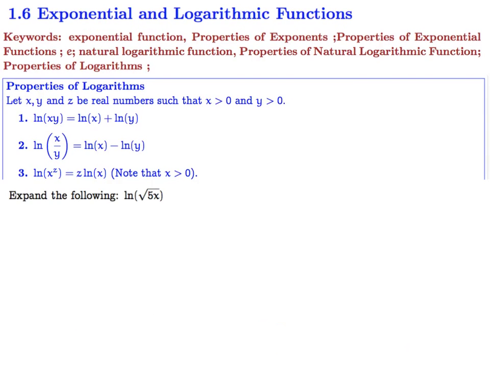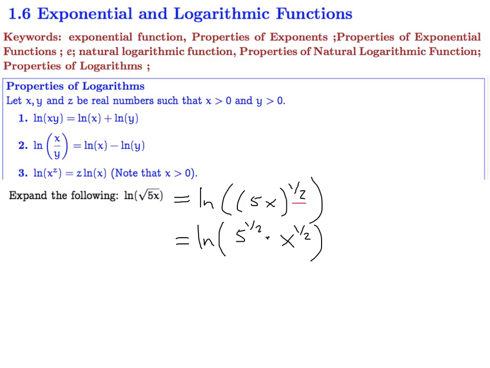So one thing we might want to do is expand the following equation. The first thing we're going to do is rewrite this, instead of that square root symbol, as an exponent. The square root is the same as the exponent 1/2. Then we use a property of exponential functions that says we can distribute this 1/2. Distributing the 1/2 gives us 5 to the 1/2 times x to the 1/2. So this is just an exponent property.